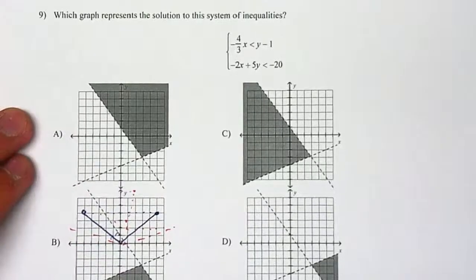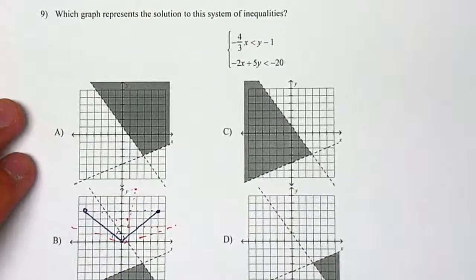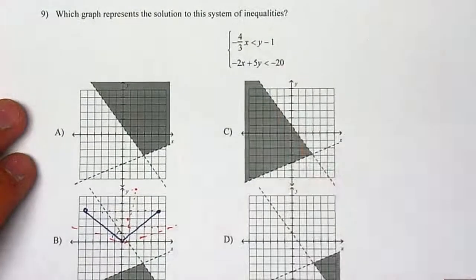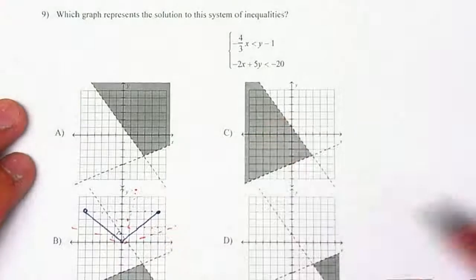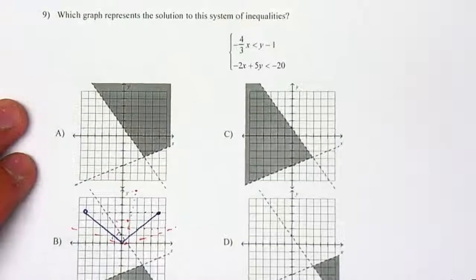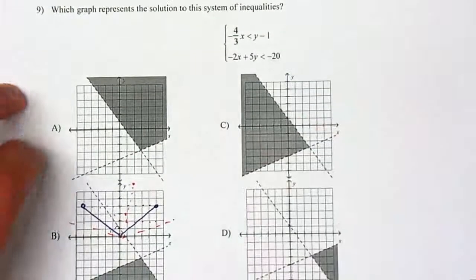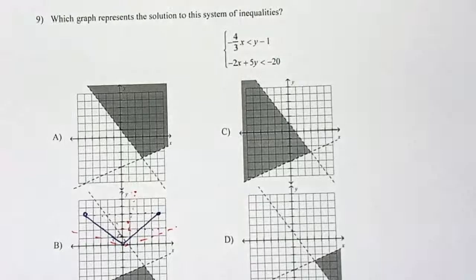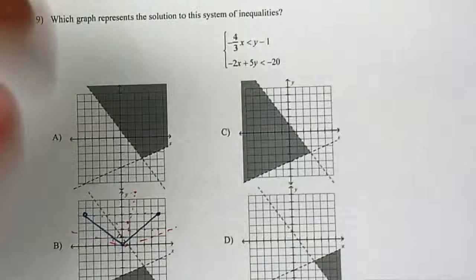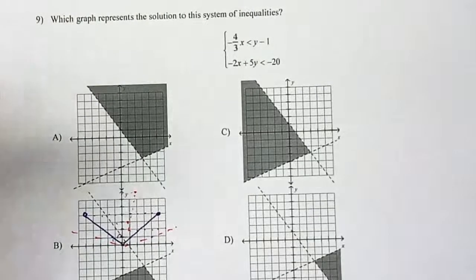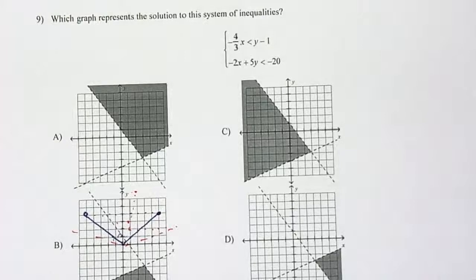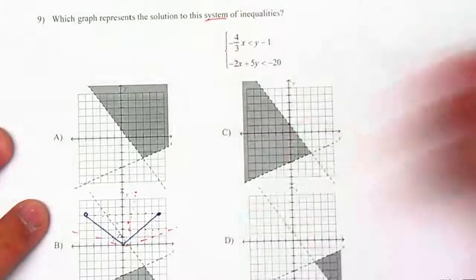Number 9, we want to find the solution to the system of inequalities. Since they're inequalities, we know this is the shading type of problem, and what I'm looking for is the overlapping shading. If we treat these as two separate problems and find the solutions for each, all we do is look for where it is a solution to both. That's what it means to be a solution to a system. Just find a solution to both, which is where it overlaps.